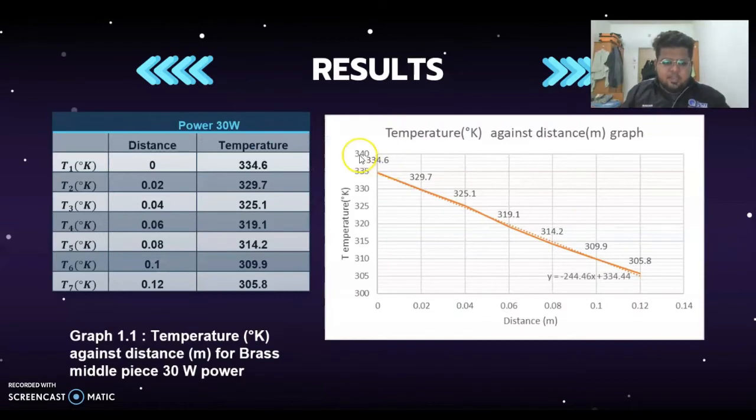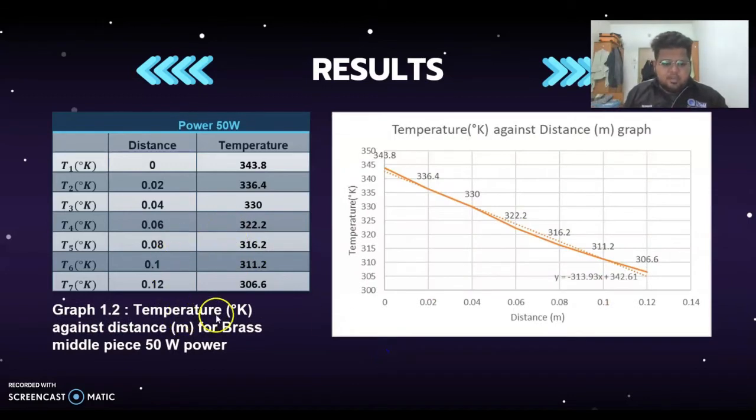Okay, next we shall look at the temperature against distance graph for the brass middle piece at 30 watts power. From the graph we are able to see that the further the distance is, the lesser the temperature, and this can also be seen from the gradient.